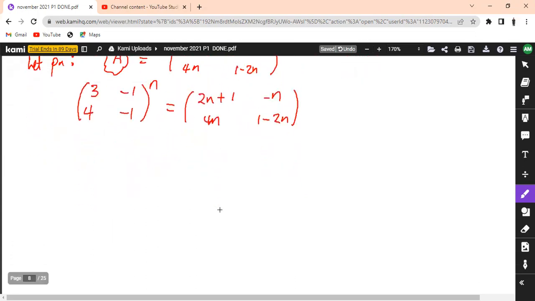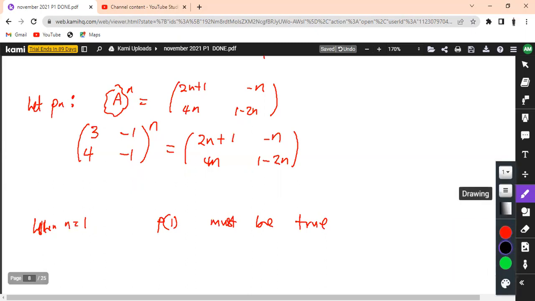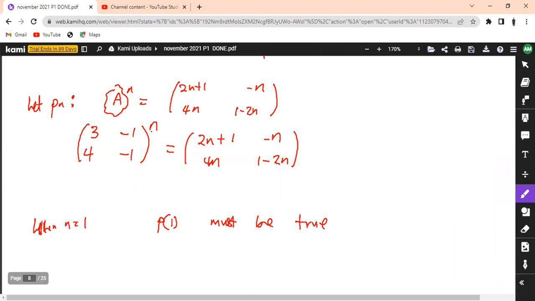We know that if we let n be equal to 1, then it must be true. So let's write when n is equal to 1. That means P1 must be true. If this is 1 here, we can substitute 1 here. So let's see what you're going to have. If this is 1 here, it's just going to remain like that, as you can see.